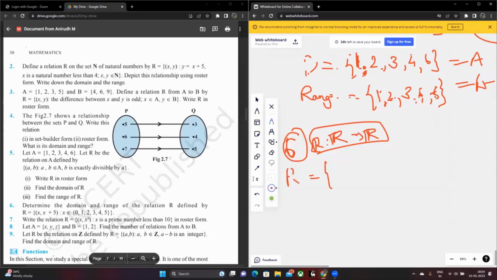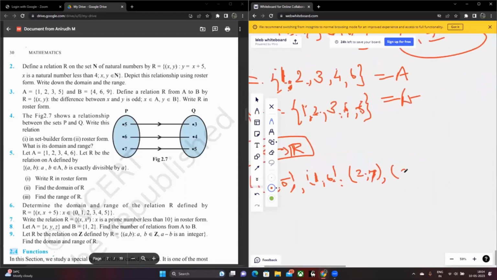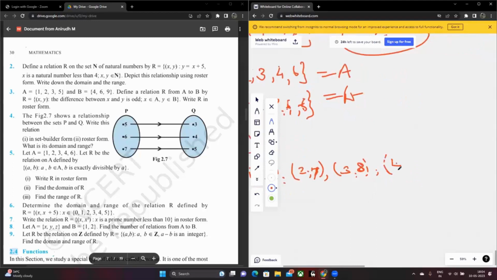Given in set builder form, I'm going to transform this into a roster form. So basically you have (0, 5), that is 0 and 0 plus 5. You have this pair (1, 6). You have this pair (2, 7). You have the pair (3, 8). You have the pair (4, 9). And you have the pair (5, 10).